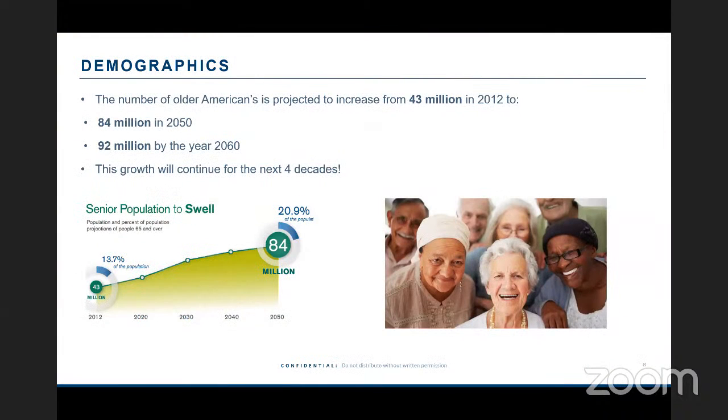Let's talk about the demographics. I'm sure everyone on this call is familiar with the growing older adult population. And specifically, we can talk about the baby boomers. You see here on the screen that the number of older Americans is projected to increase from 43 million in 2012 to 84 million in 2050 and up to 92 million by the year 2060. This is a growing population.